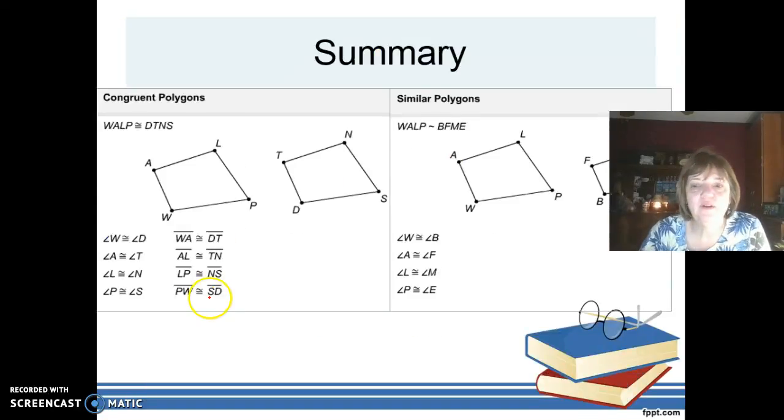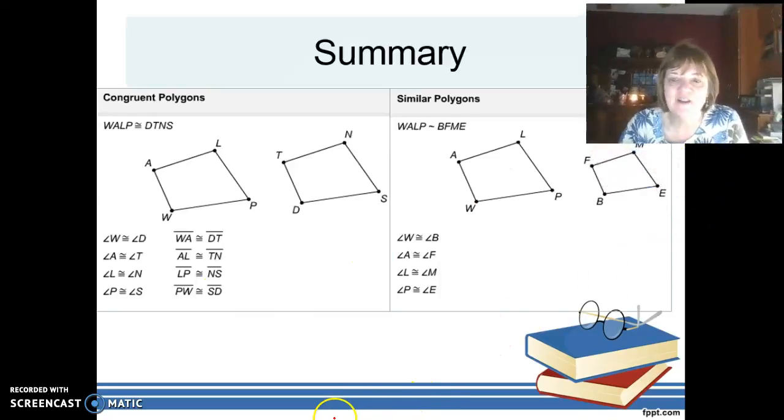Well, I hope that was helpful and not too painful. And I move myself out of the way again. Here's just a little summary of what a congruent polygon looks like. Here's what the statement will look like for these, comparing these two. All right, notice again, WALP is congruent with DTNS. So therefore, all of their angles are congruent. All of their sides, when you compare them, are congruent, exactly the same size.